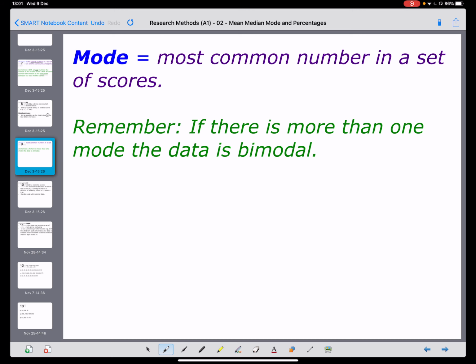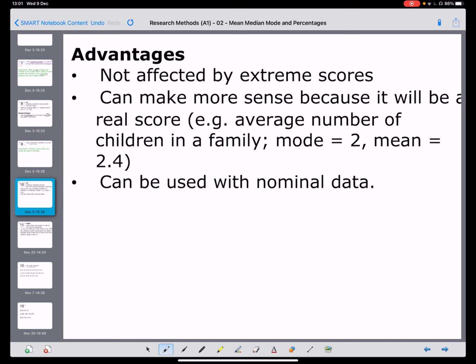Some people turn to the mode, and this is the most common number. It can be slightly confusing if there's not a common number, but we need to recognize that if something happens more than once, it often tells us something about the data. The advantage is it's not affected by extreme scores, and it's one of the few measures that has to be one of the scores that we collected, so it makes a lot more sense to us.